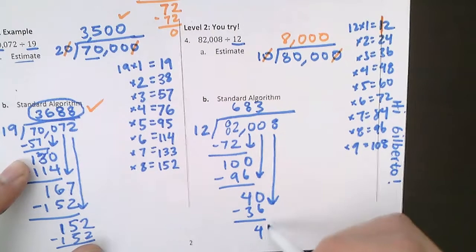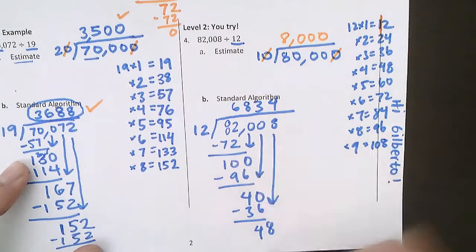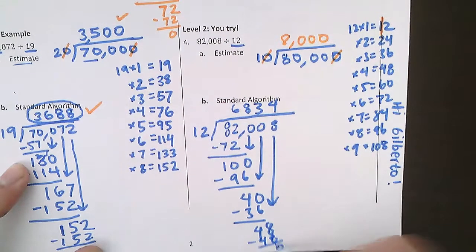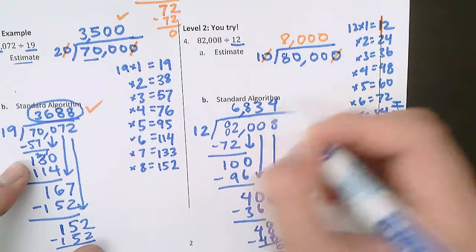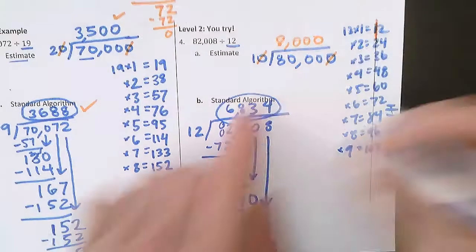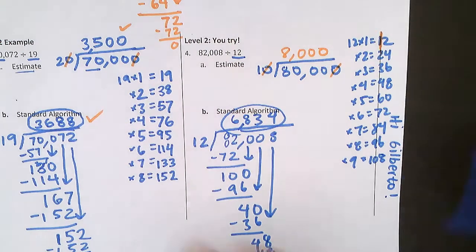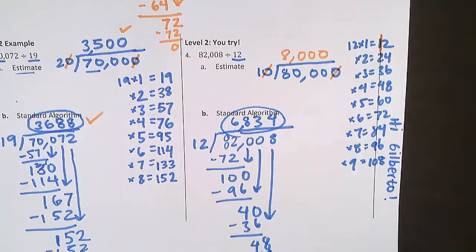Bring down the 8. How many times can 12 go into 48? 4 times 12 is 48. We get 0. 6,834. That's our answer. And our estimate was 8,000. It's a little further off, but still pretty close.